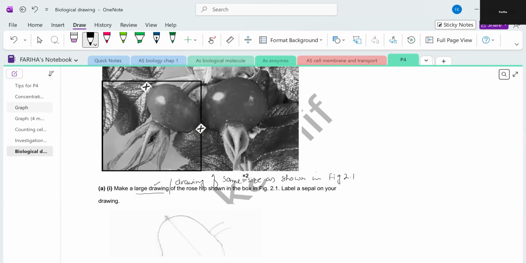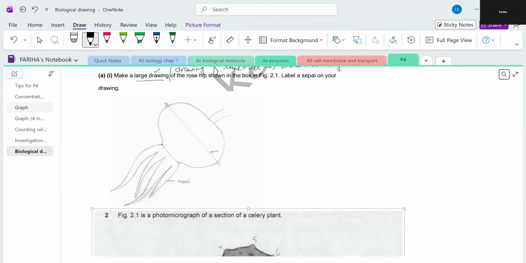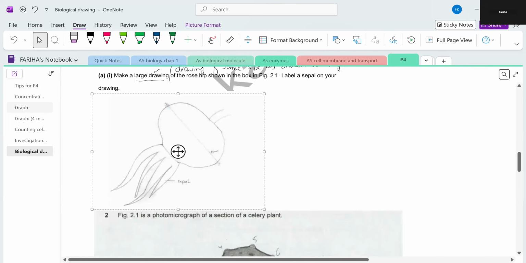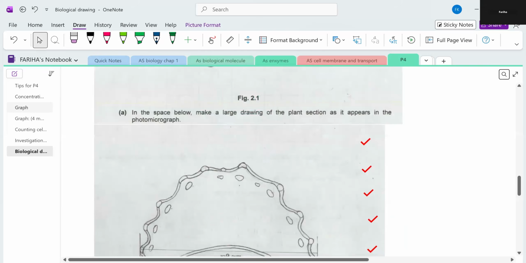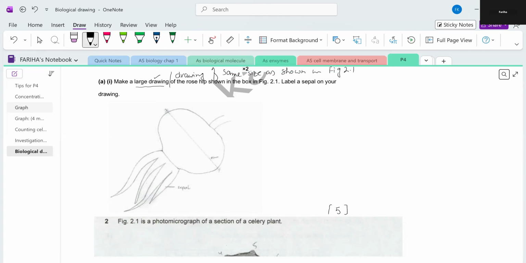But if the examiner asks you to make a large drawing, what does it mean? Large drawing means you need to occupy 80% of the space provided. What's the meaning of this space? For example, if the question is written over here, and this much space is provided and the marks are given on the bottom right corner, this is the space provided by the examiner. So you need to occupy more than 80% of the space. Is this clear? Now, rule number 1.